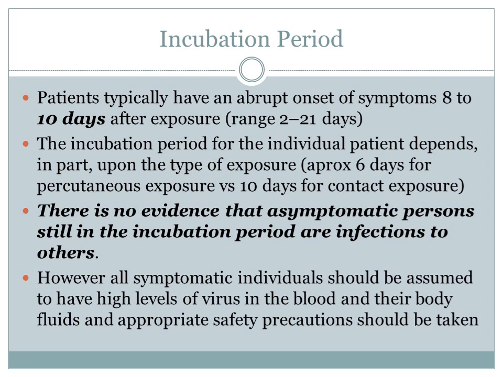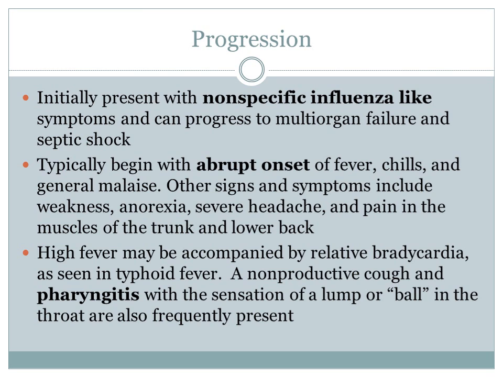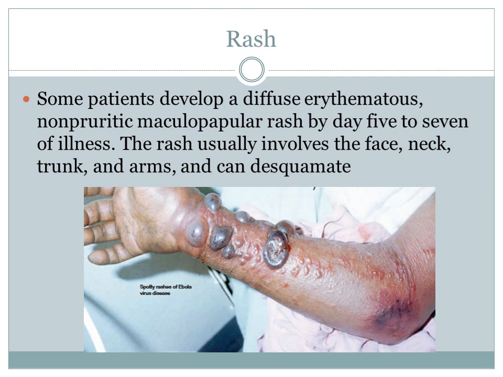So really, until a patient is acutely ill, they're not really going to be spreading the disease at all. So that's sort of good news in its virulence. So again, it starts as a nonspecific flu-like illness. It's an abrupt onset, headache, general malaise, fever, chills, and it can also be associated with a pharyngitis or sore throat with a lump or a ball in the throat.